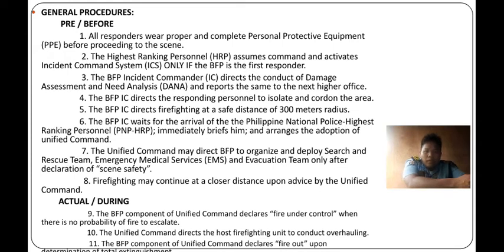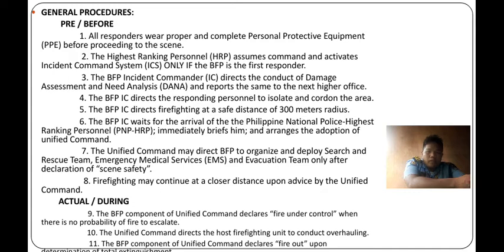4. The BFP IC directs the responding personnel to isolate and cordon the area. 5. The BFP IC directs firefighting at the same distance of 300 meters radius. 6. The BFP IC waits for the arrival of the Philippine National Police highest ranking personnel, immediately briefs him and arranges the adoption of Unified Command.